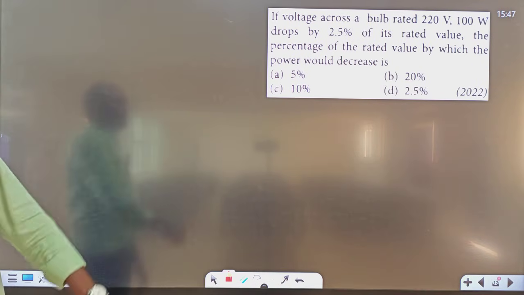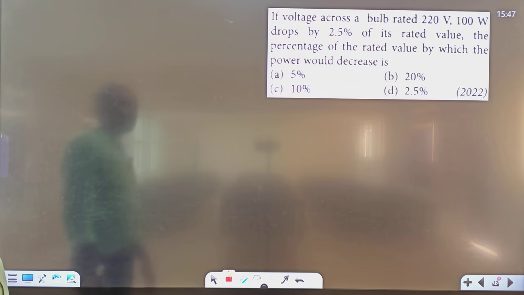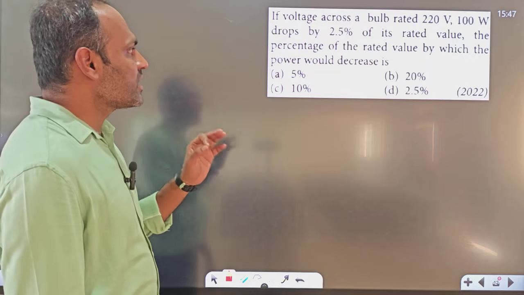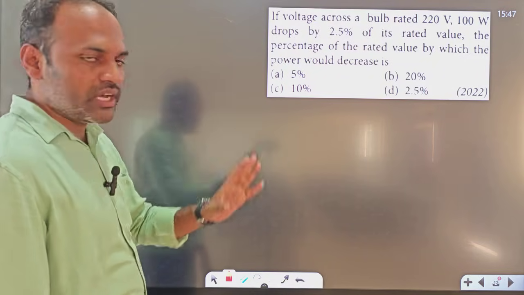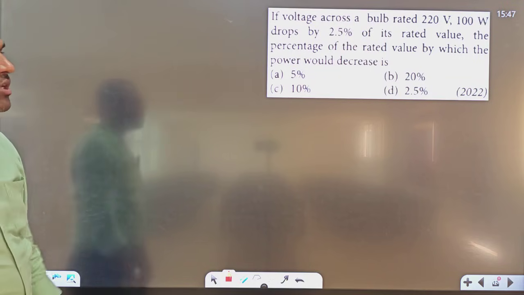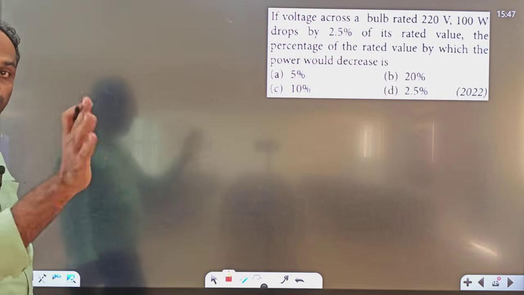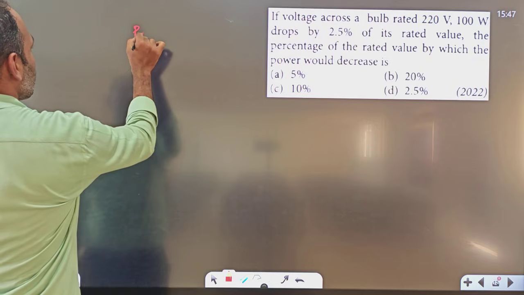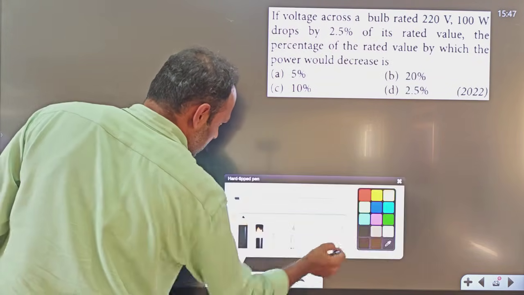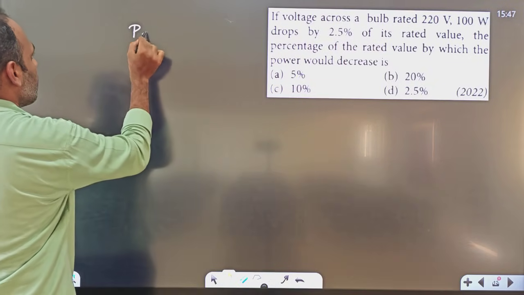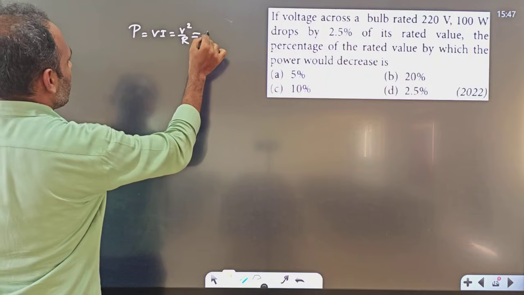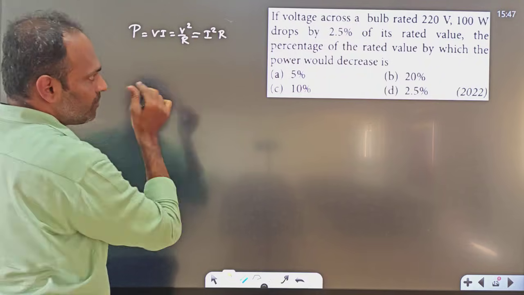If a voltage across a bulb rated 220 volt 100 watt drops by 2.5% of its rated value, the percentage of the rated value by which the power would decrease. They are dropping voltage and they are asking us how much will be the drop in the power. So you should know the relation between power and voltage. See, power is equal to, we have formulas: V into I, V square by R, I square into R, like this.